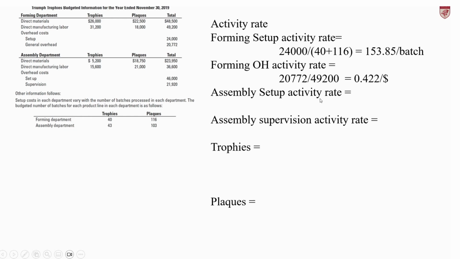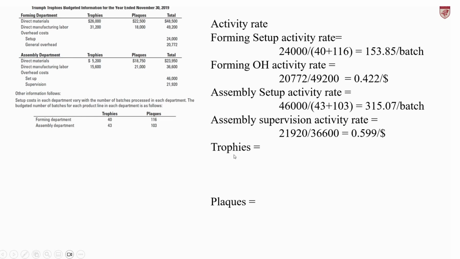For the assembly setup activity rate, it's also going to be based on the total batches in the assembly department. So we're going to add up the 43 and 103 to come up with the setup activity rate. And then lastly, the assembly department supervision cost is going to be 21,920 divided by the labor cost of 36,600. So 0.599 per dollar of labor cost. Okay, so these 4 different rates are going to be used when we are applying to different product lines.